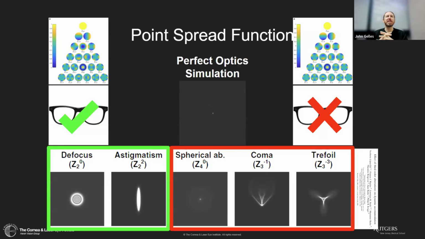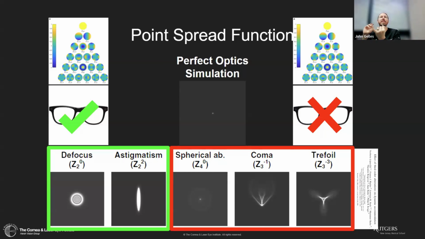What we have, though, is we can split these aberrations into higher and lower orders. The lower orders, like what you see on the left, defocus and astigmatism, can be corrected with glasses. Defocus is going to be either your myopia or hyperopia, which is corrected with concave or convex lenses, and your astigmatism can be corrected with cylindrical lenses. Higher order aberrations really cannot be corrected with traditional optics like what you have in glasses.